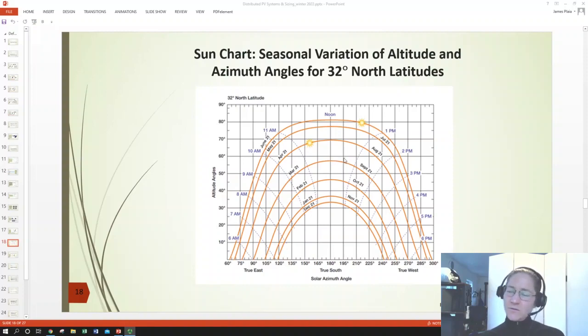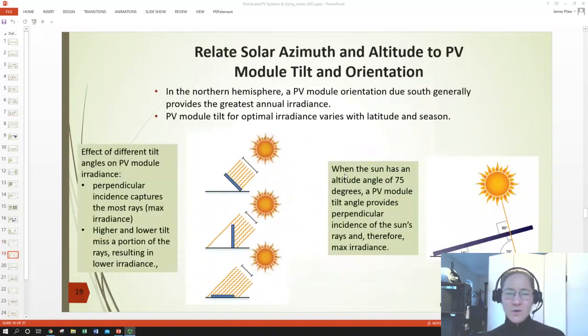So this kind of gives you a visual idea of how you'd want to position your panel if you wanted to get maximum irradiance, the maximum number of photons hitting that panel straight on. And in fact, that is what you want. And this figure shows this graphically. You want a 90-degree angle between the line of the sun's rays and the surface of your panel. That's going to give you the most light energy hitting your panel, and therefore the most electrical energy. So there's another graphic that kind of shows you why.